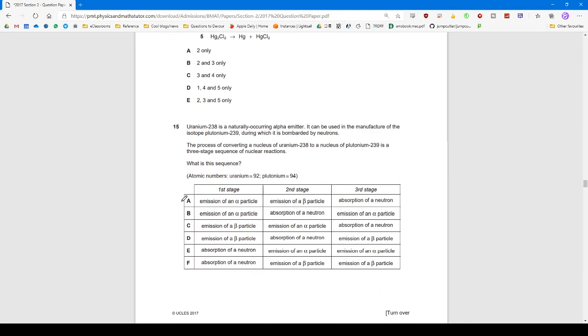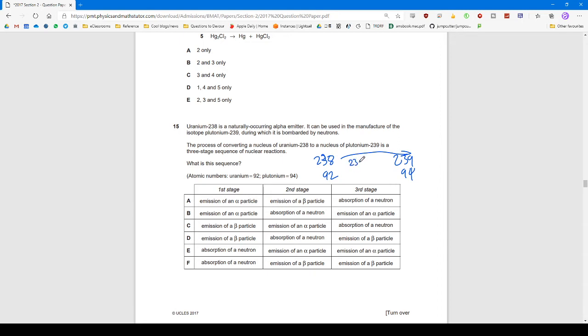Okay, let's begin. Physics question: Uranium-238 is a naturally occurring alpha emitter. It can be used in the manufacture of isotope Plutonium-239, during which it is bombarded by neutrons. Process of converting nucleus. Okay, so it's atomic numbers 92 to 94. 238, 92 goes to 239, 94. It is bombarded by neutrons. Okay, so we want to go up in mass number by 1. That means it must absorb at least 1 neutron.